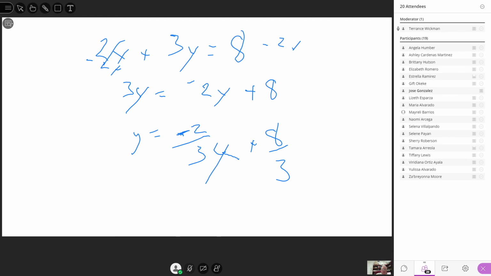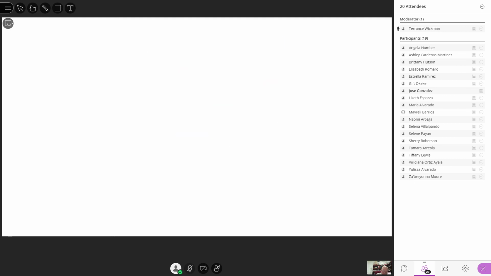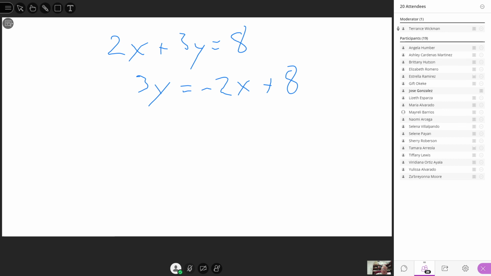Let me do this over. I'm sorry, it's not quite right. Start over. 2x plus 3y equals 8. I want to get the y by itself, so I'm going to subtract 2x from both sides. That gives me 3y equals -2x plus 8. I just want to make it neater because the other side was right. Now I'm going to divide everything by 3. That means you're going to get y equals -2/3 x plus 8/3.